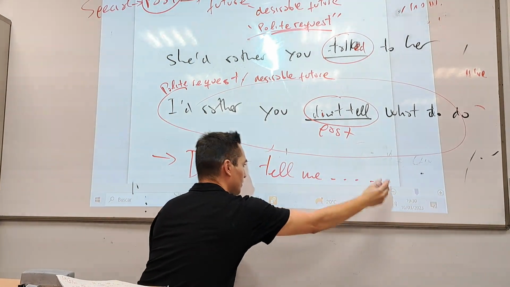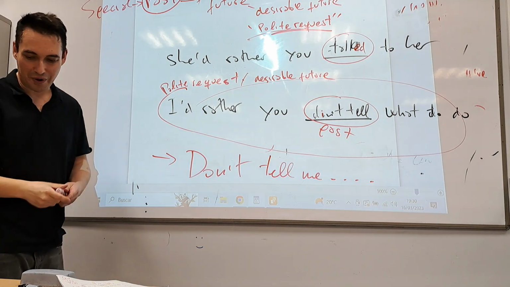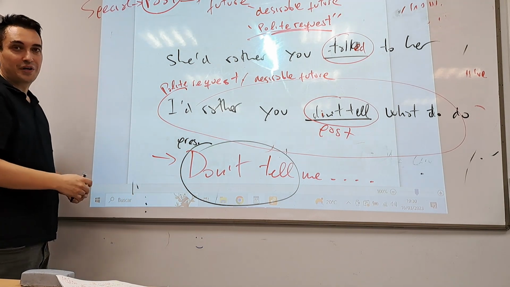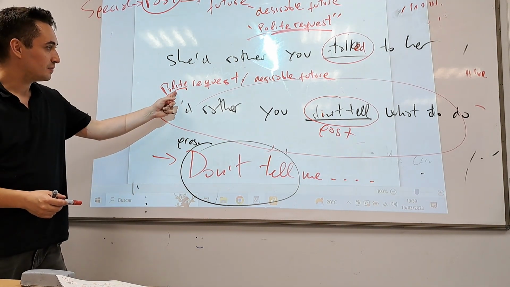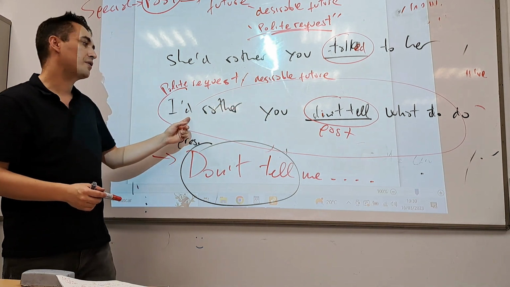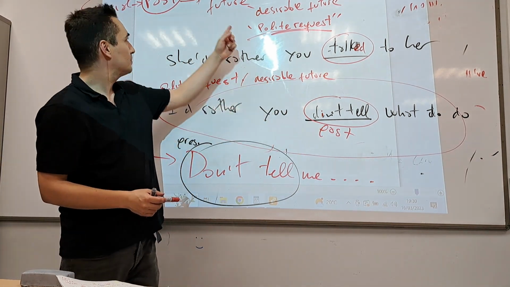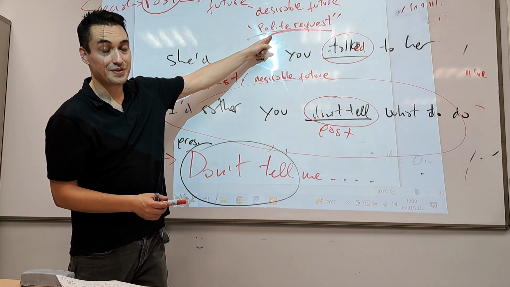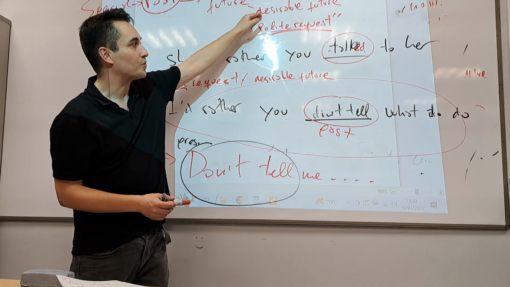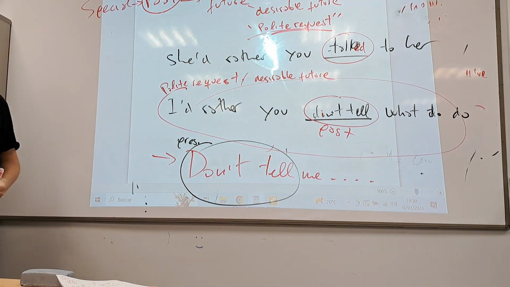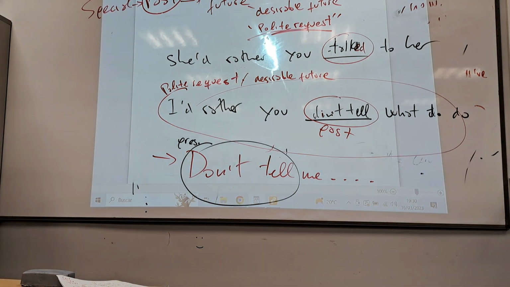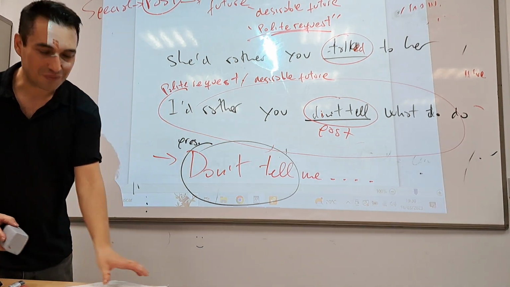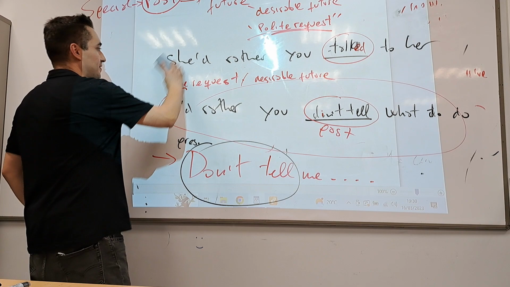Don't tell me what to do. So if you want to be direct, use the imperative. What is this? Imperative, present. But if you want to be very polite, talking about a desirable future, I'd rather you didn't tell me what to do. Special use of the past, referring to a desirable future, a polite request. Do you understand, guys? So far, so good? Don't tell me what to do! Oh, I'd rather you didn't tell me what to do. Sounds much softer, much more polite.